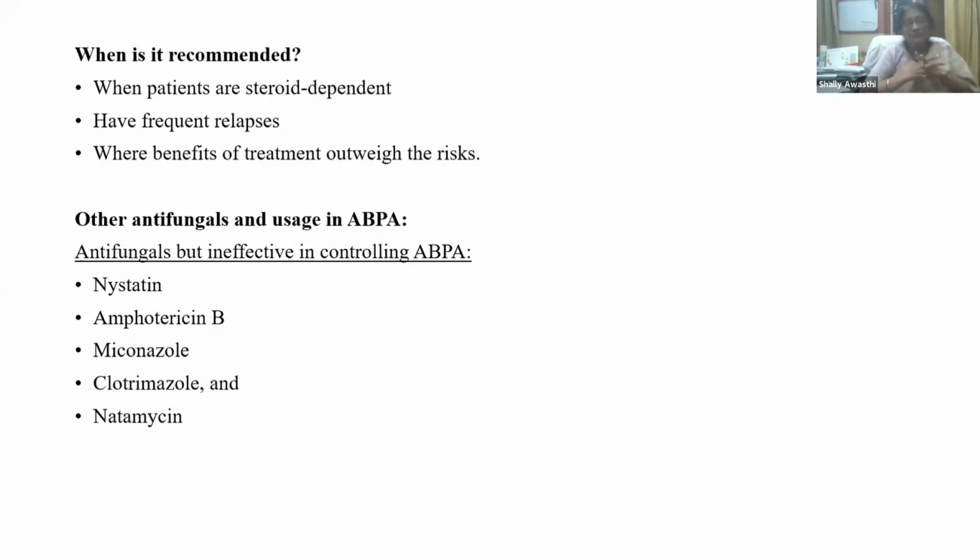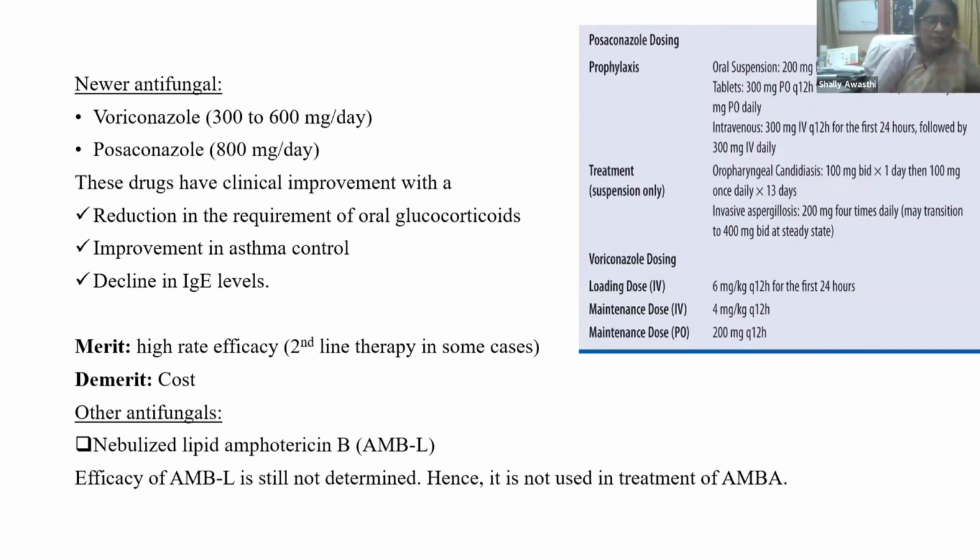The other antifungals have been used in ABPA, but they are ineffective. These are nystatin, amphotericin B, miconazole, clotrimazole, and natamycin. These drugs are ineffective in controlling ABPA. The newer antifungals which are of some benefit are voriconazole and posaconazole. Both the drugs have clinical improvement with reduction in requirement of oral steroids and improvement in asthma control.